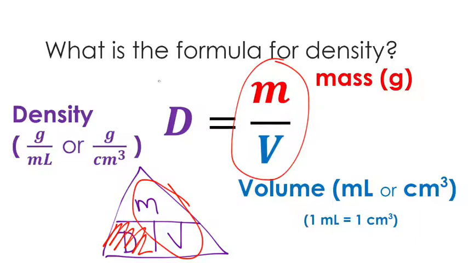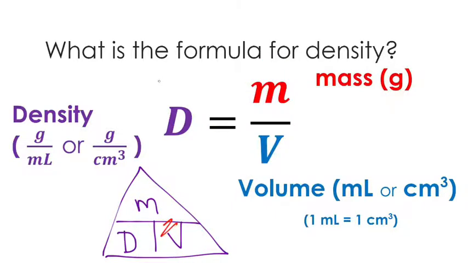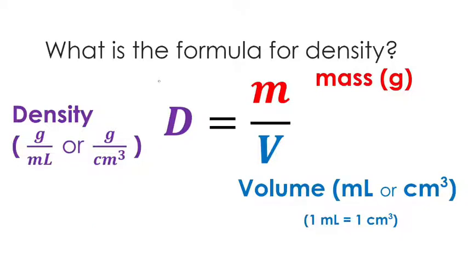So you can see here, density, of course, is M over V. But if I crossed out the V, if I was looking for volume, then I'd have to do mass divided by density. If I was looking to solve for mass, look how D and V are now side by side. That would be density times volume. So this little triangle can help you rearrange the equation in order to be able to use it better instead of having to do complicated algebra with numbers in the equation.